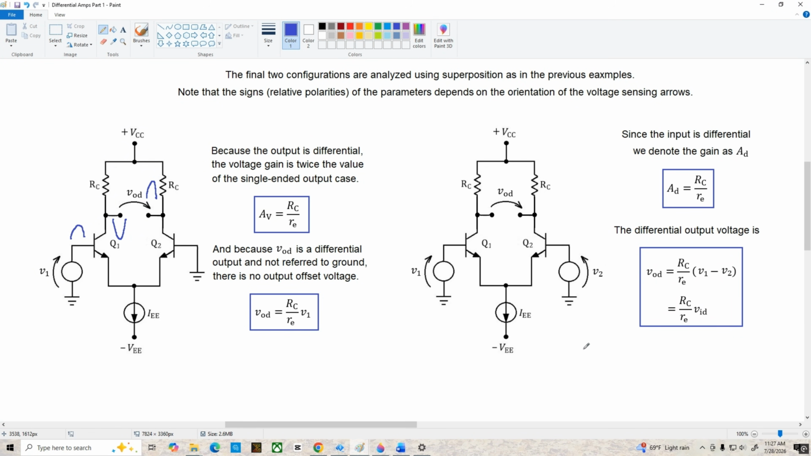Okay, and that wraps it up for today's video. Next time we're going to take a look at how to implement these current sources we're using to bias the emitters, and eventually I'm going to build some of these as well just to demonstrate that what I'm telling you really works when you have a real circuit.